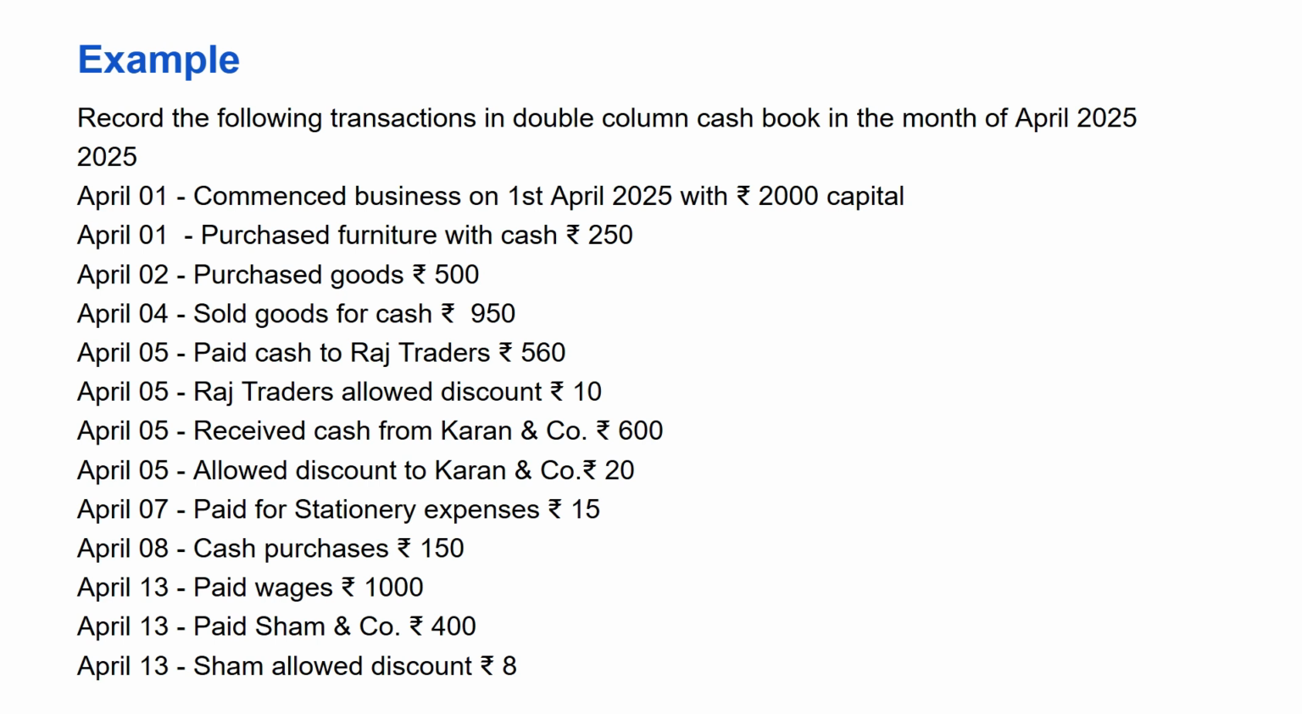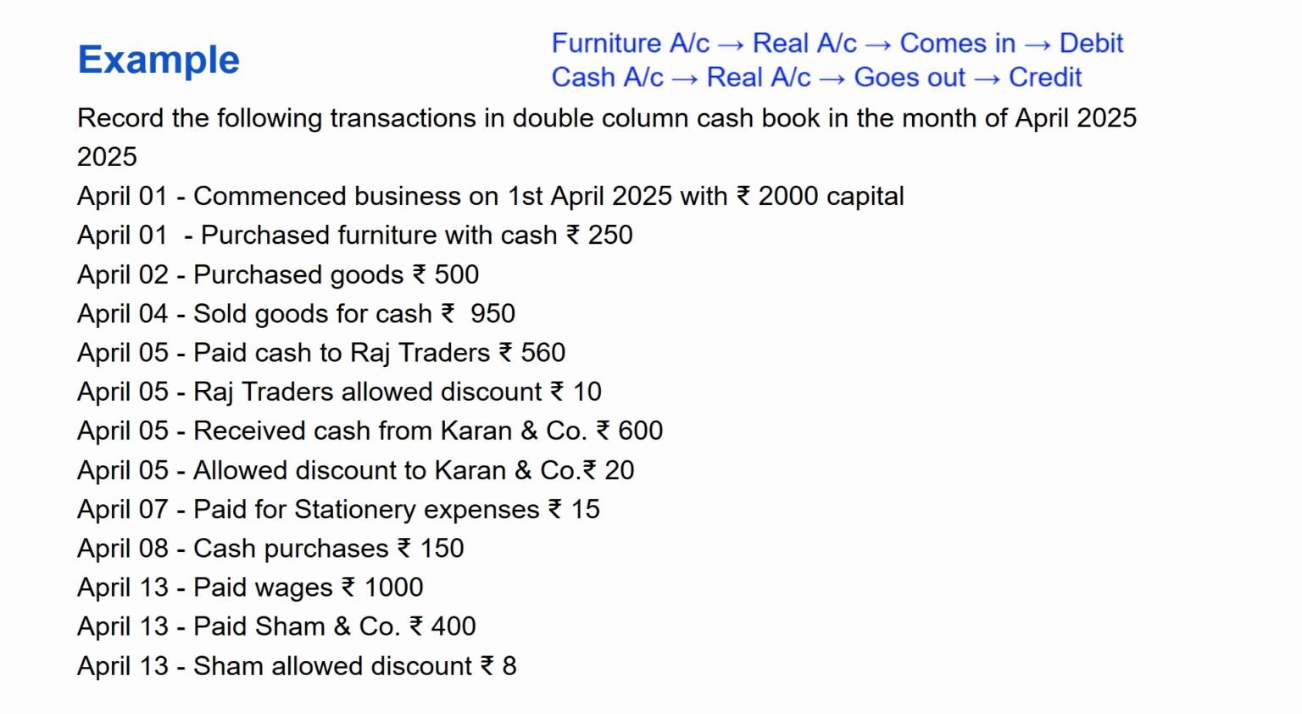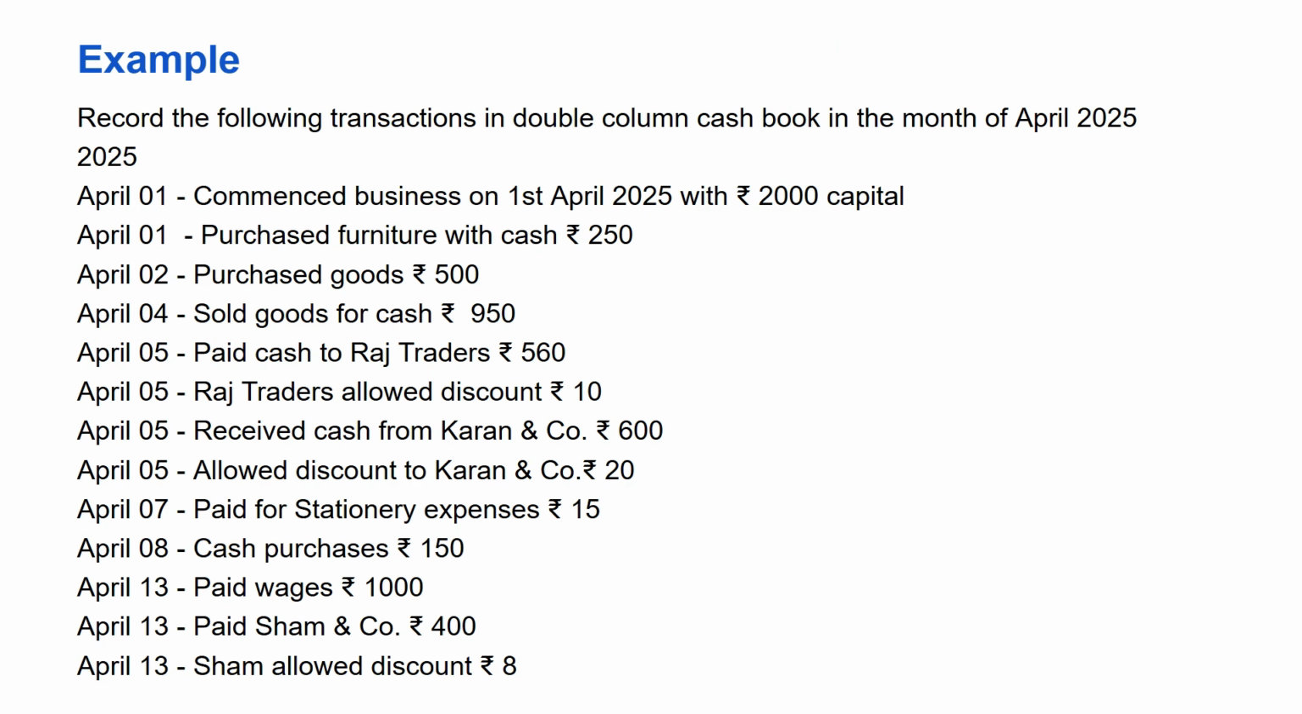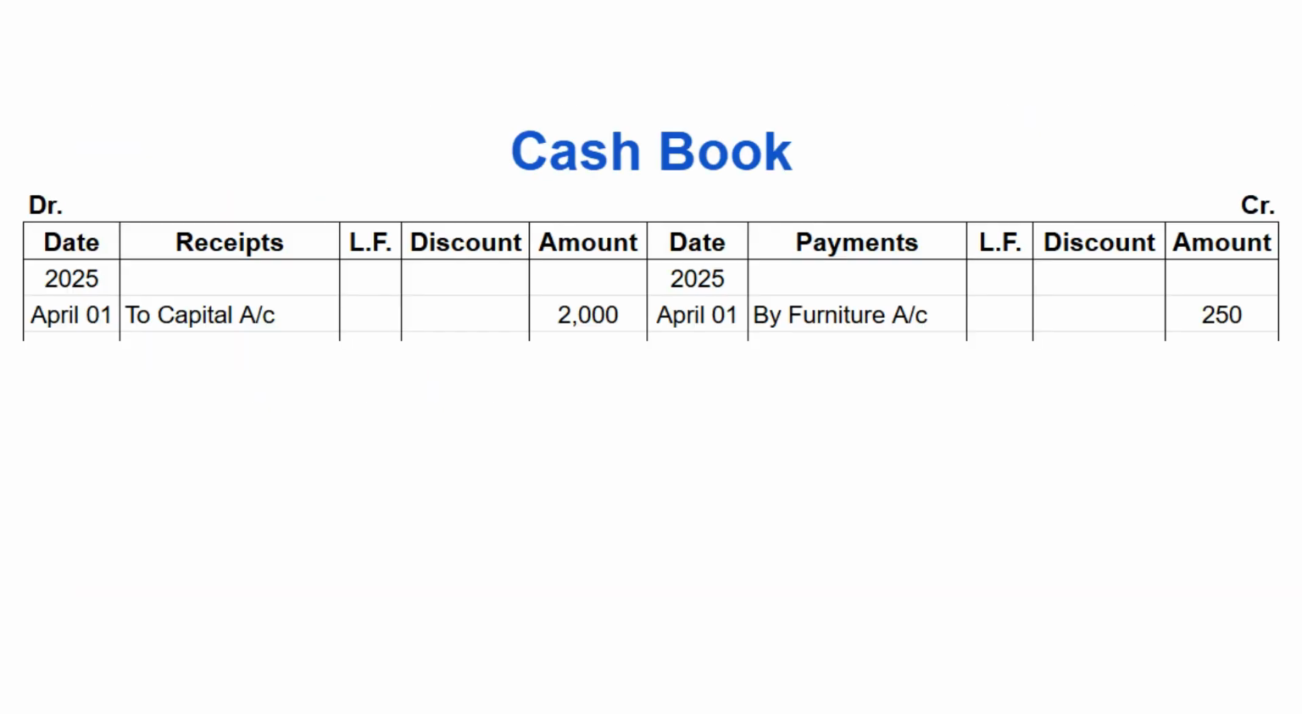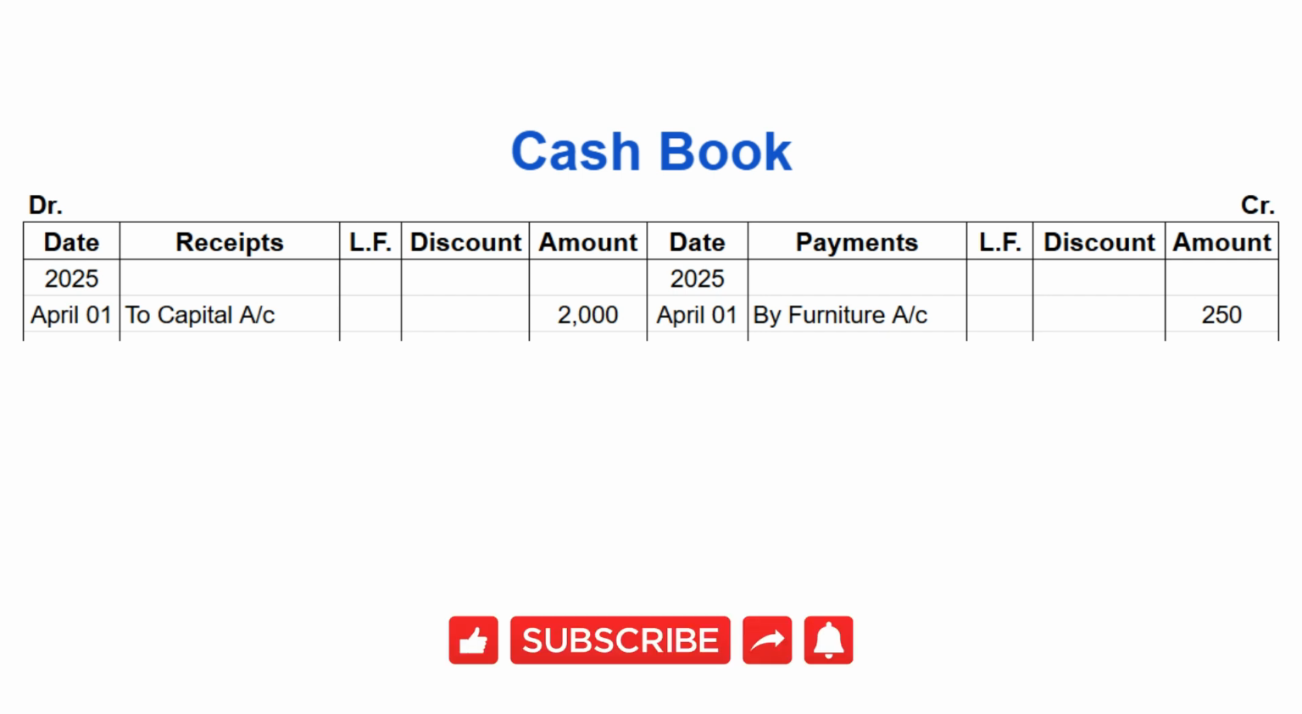Next, purchased furniture with cash rupees 250. Here the two accounts affected are furniture account and cash account. Furniture account is real account and furniture comes in the business, so debit what comes in. And cash account is also real account and cash goes out of the business, so credit what goes out. Let's see how we'll record it. On 1st April, credit side, because cash goes out of the business when we purchase the furniture. So on 1st April, by furniture account 250.